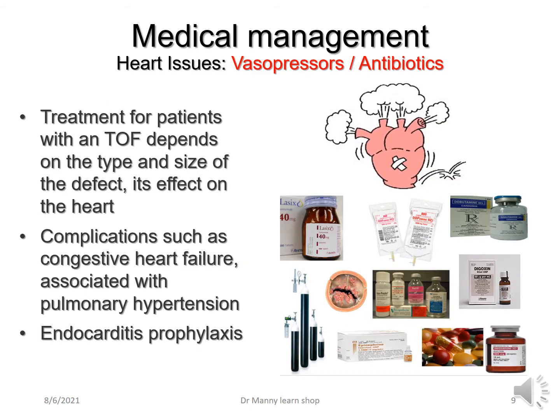What's the medical management? Well, the medical management is fairly consistent. Vasopressors and antibiotics in particular. Treatment for patients with Tetralogy of Fallot depends on, however, the type and the size of the defect and its effect on the heart. And there can be complications such as congestive heart failure, which is associated with pulmonary hypertension, and endocarditis, which requires antibiotic prophylaxis.